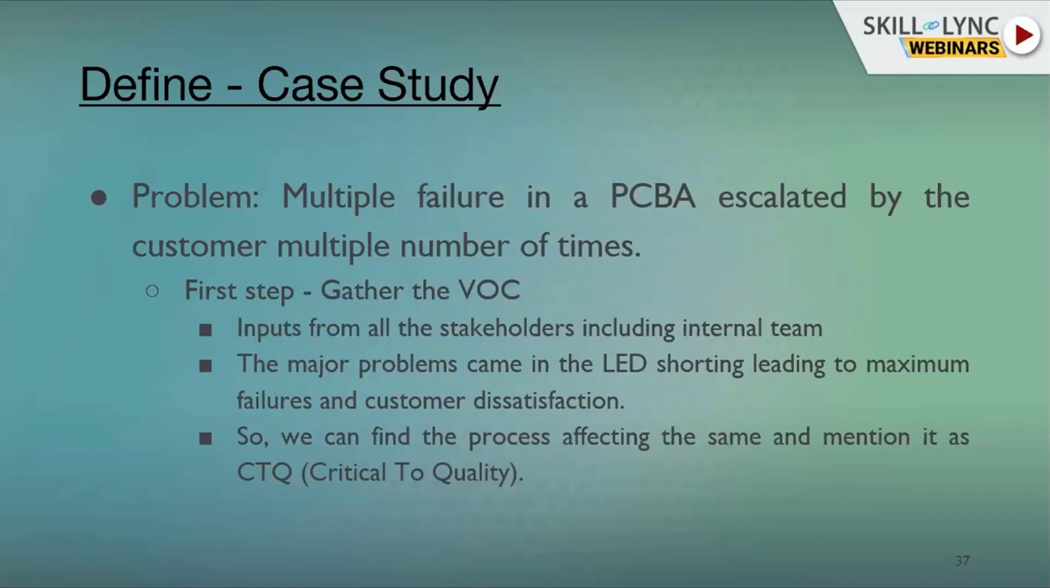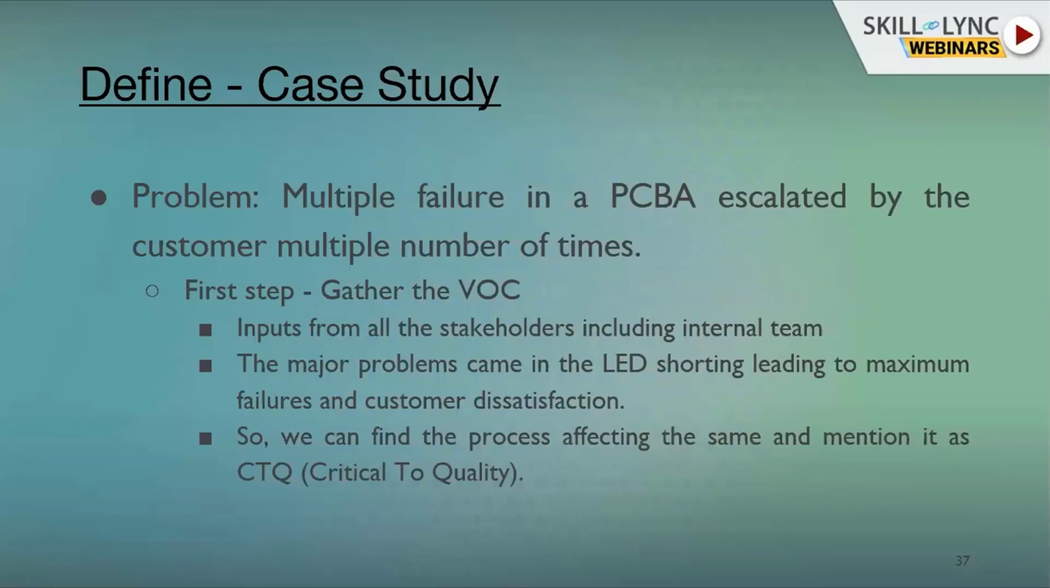This was the problem happening in our company, and it was happening multiple times. The customer was complaining that they would stop this business. This PCB was not even meeting the minimum standards, and since it's an automotive company, in automotives we cannot take even a single defect. For that, the first step was to gather the VOC. We took inputs from all the stakeholders, basically the internal team and the customers.